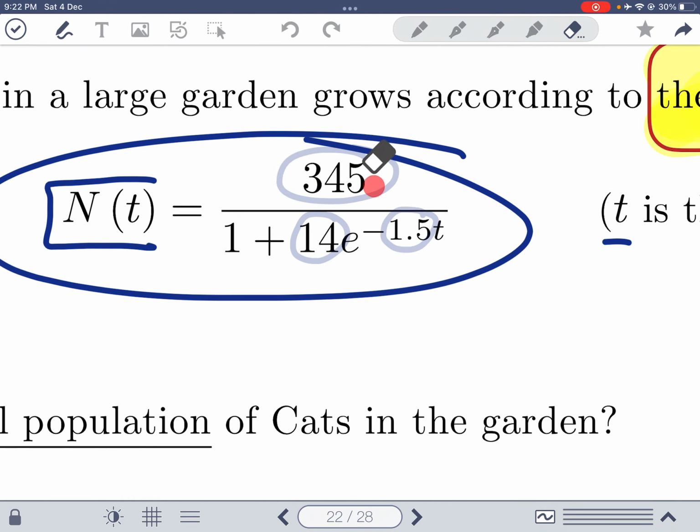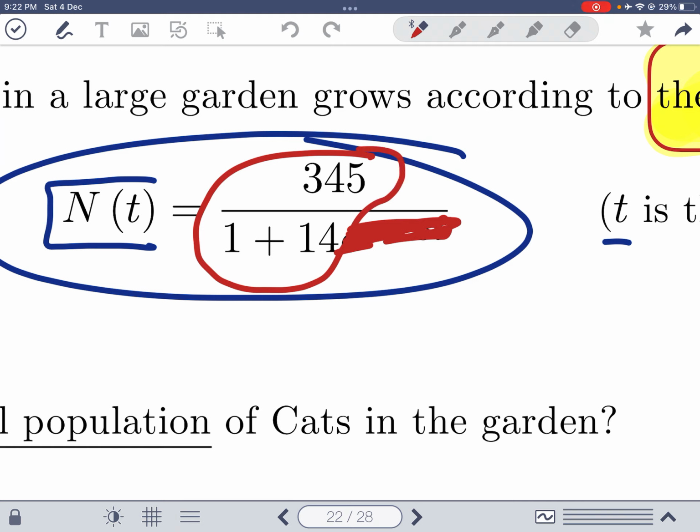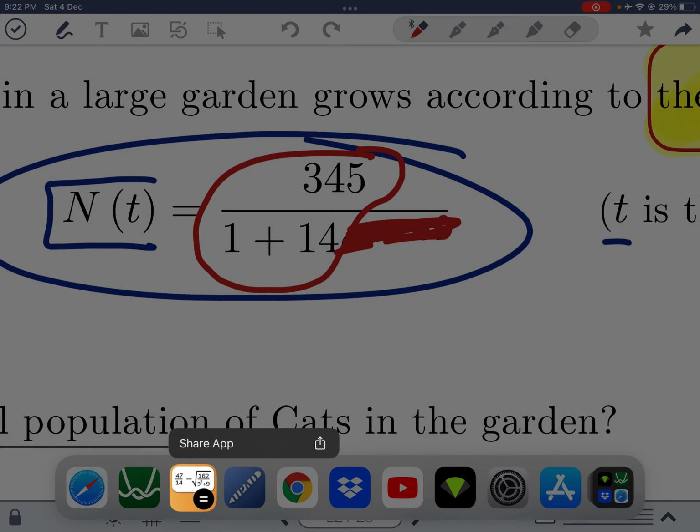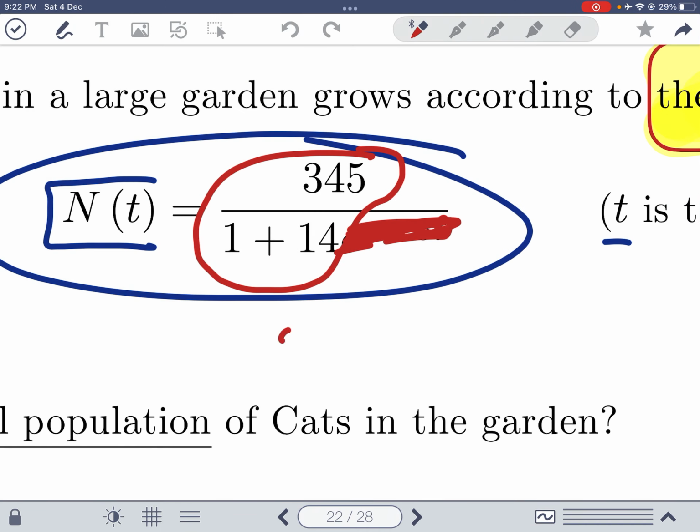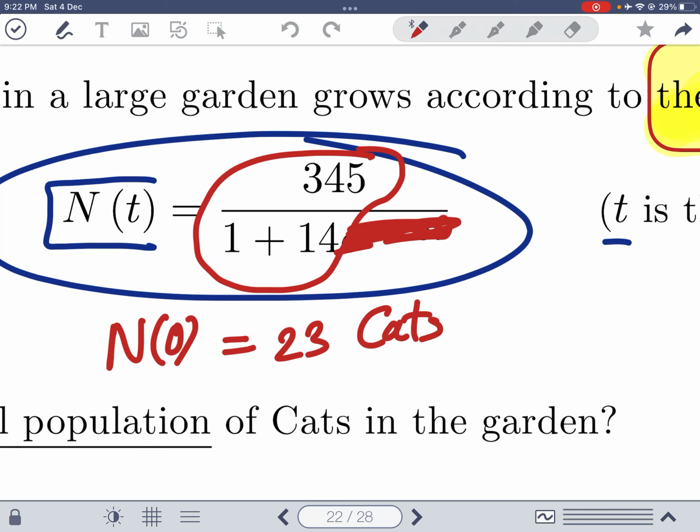If you want to know, I'll go back quickly and tell you. From this formula, I know that the maximum possible number of cats is 345 immediately, because this is the carrying capacity, the maximum. And also, initially, when you put t equals 0, this goes away, and you have just 345 over 1 plus 14. So you can compute this. This would be the initial population of cats. If you want, let's do it now. So it is 345 over 1 plus 14 equals 23 cats. Good to know. So 23 is when you replace 0. So 23 cats initially.